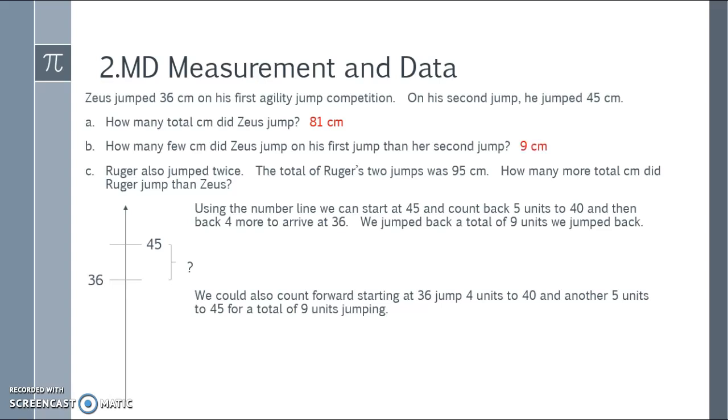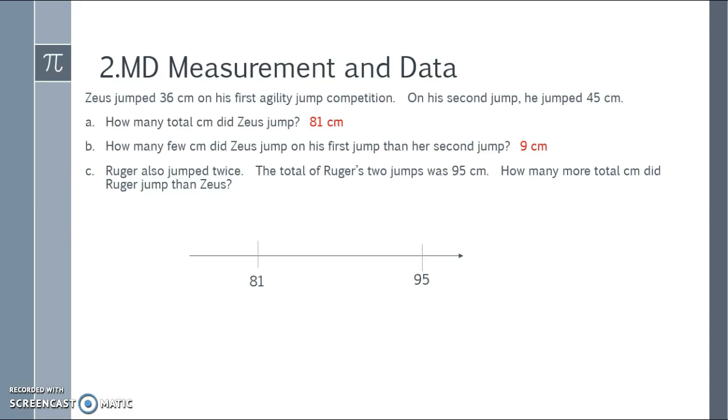So it doesn't matter which way we did it, we still arrived at 9 centimeters. Ruger also jumped twice. The total of Ruger's 2 jumps was 95 centimeters. How many more total centimeters did Ruger jump than Zeus? So we know that Zeus jumped 81 centimeters, and we know that Ruger jumped 95 centimeters.